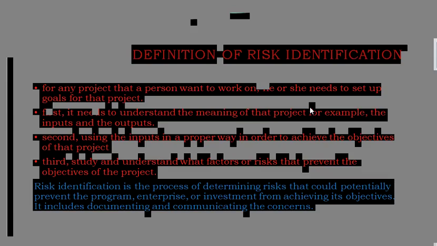So first of all, for any project that people want to do, like a group of 3 or 4 people, they first set up goals for it. First, we need to understand the meaning of the project, like what the inputs and the outputs are. Second, we need to use the inputs in the proper way in order to achieve the goals of that project. And third is to study and understand what factors can prevent the objective of the project.